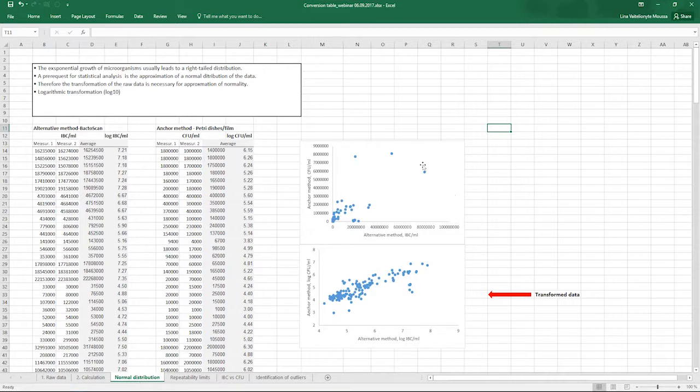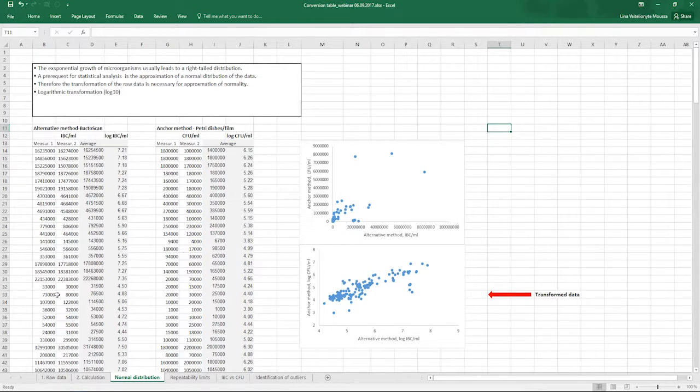In the top scatter diagram, you can see the distribution of non-transformed data, whereas in the scatter diagram below, the data have been logarithmically transformed. And you can see the difference in how the data are distributed.